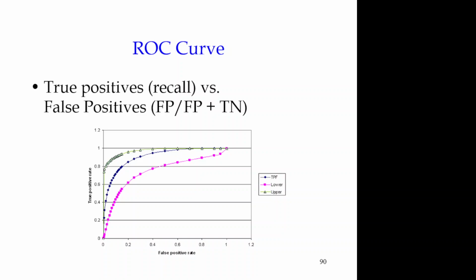And the next is called the ROC curve. In the ROC curve, we use two metrics: the true positive rate, which is actually recall, on the y-axis, and the false positive rate on the x-axis. The false positive rate is calculated as FP divided by FP plus true negative.